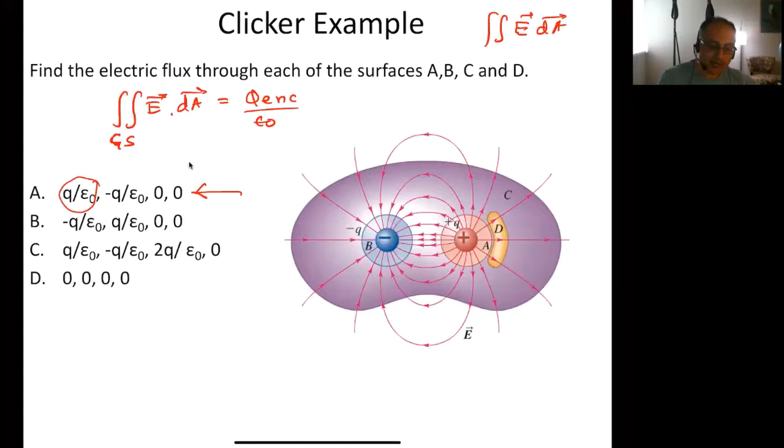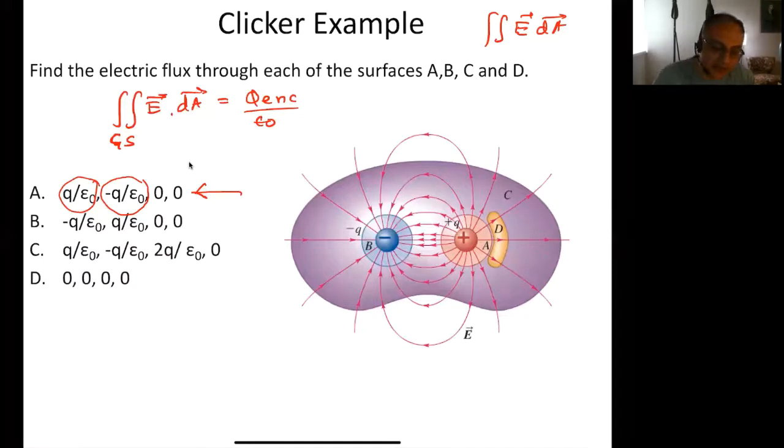And let's look at surface B. What charge is enclosed by surface B? It's simply this minus Q charge, right? And so the flux over surface B is going to be minus Q over epsilon 0. Notice how incredibly difficult it would have been to directly calculate the flux with a surface integral. It would have been horrendously difficult, but with Gauss's law, it's just trivially easy.